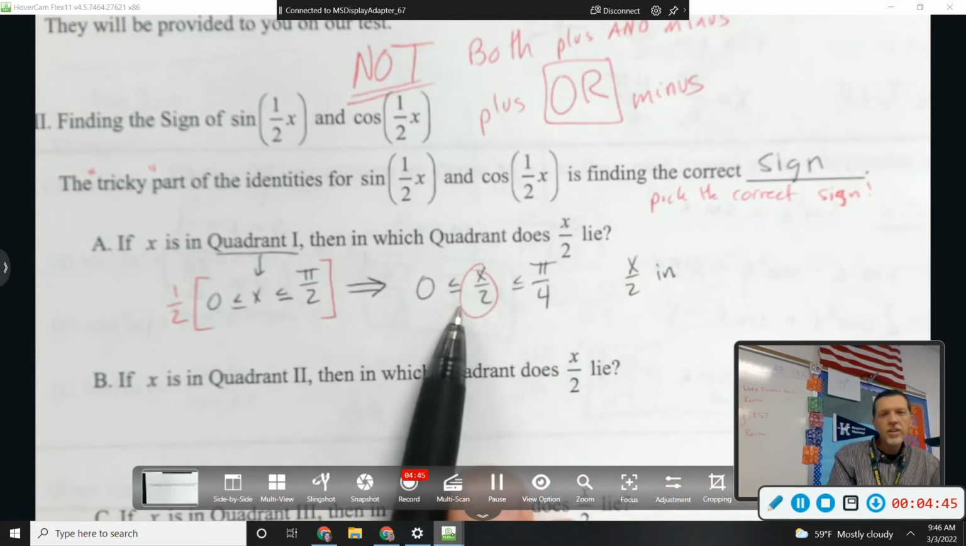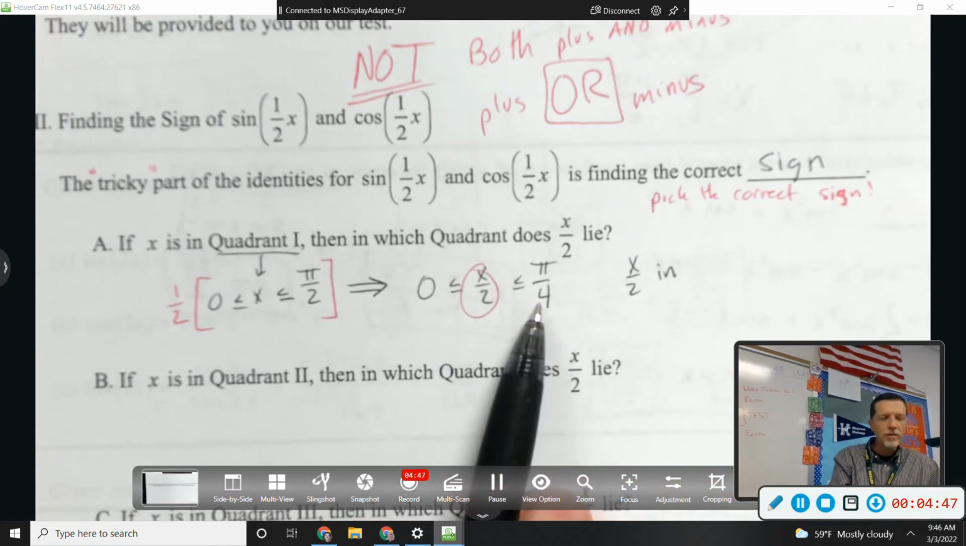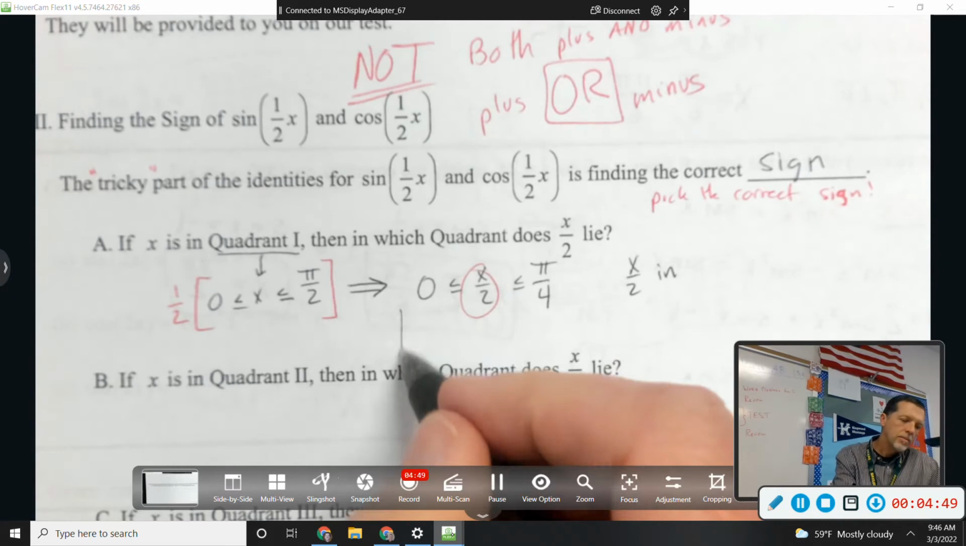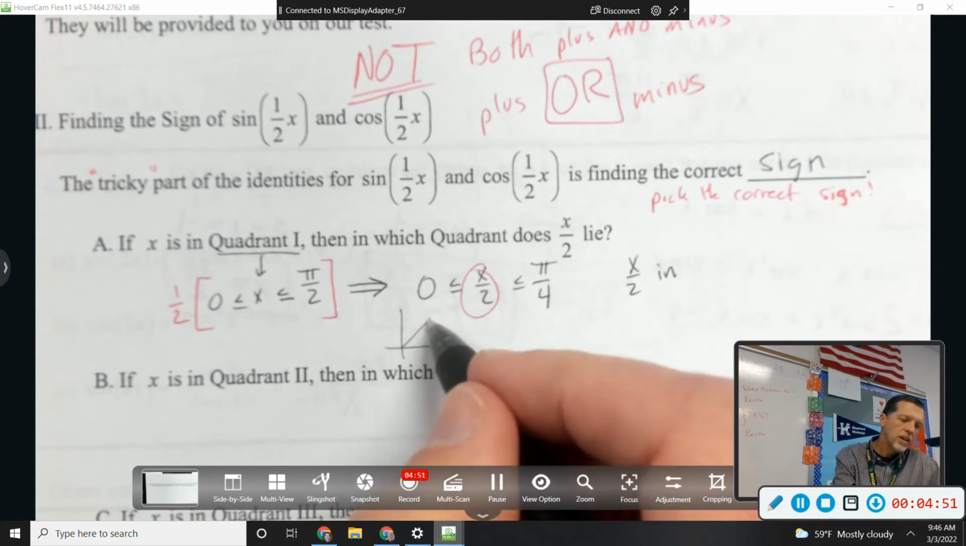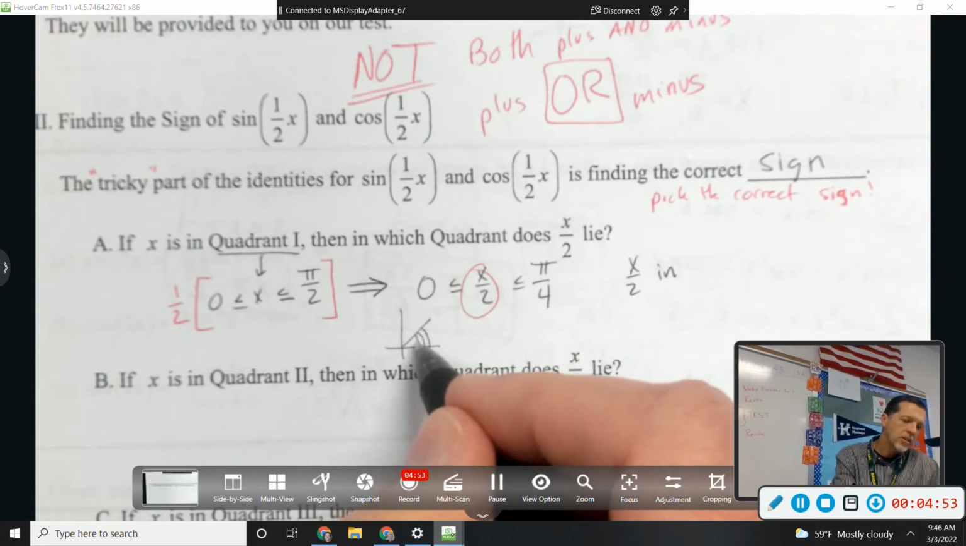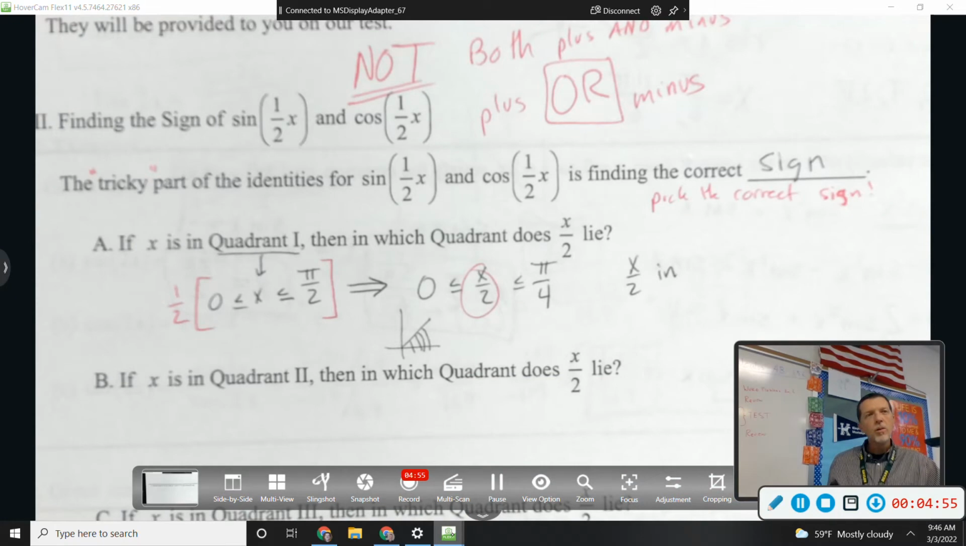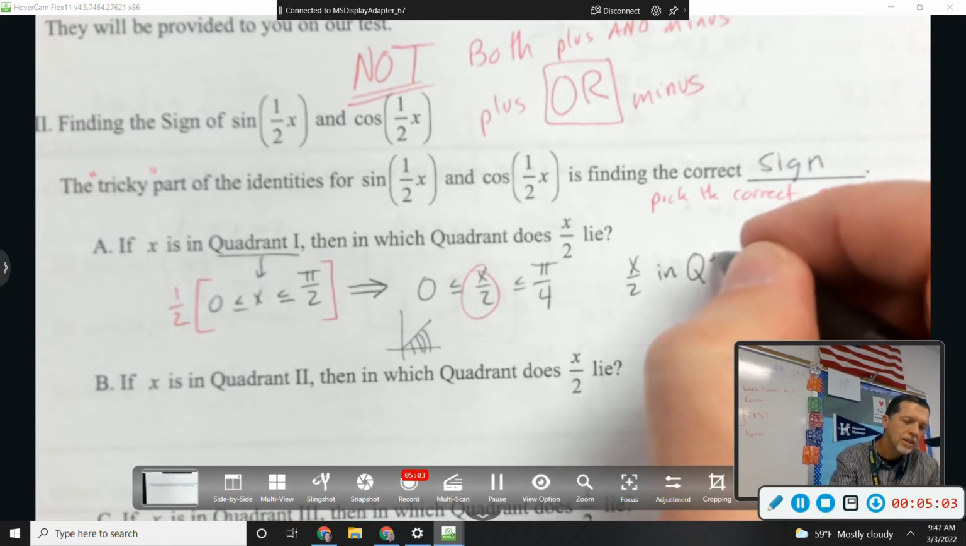Well, if x over 2 is between 0 and pi over 4, picture it if it helps. So if x over 2 is in there somewhere, what quadrant is that in? That's definitely in quadrant 1. It's like in half of quadrant 1, but we don't even talk like that. It's in quadrant 1.